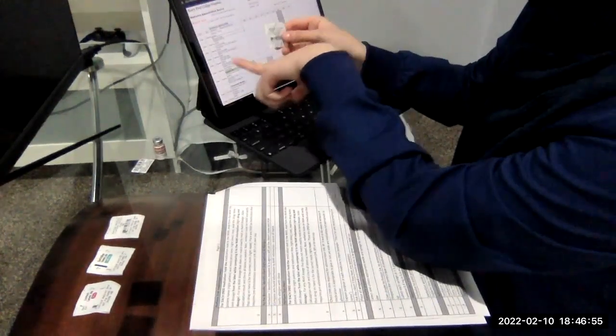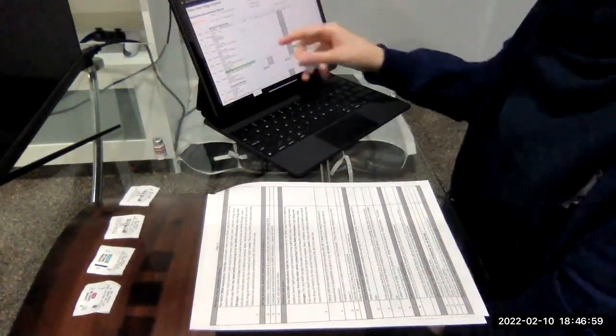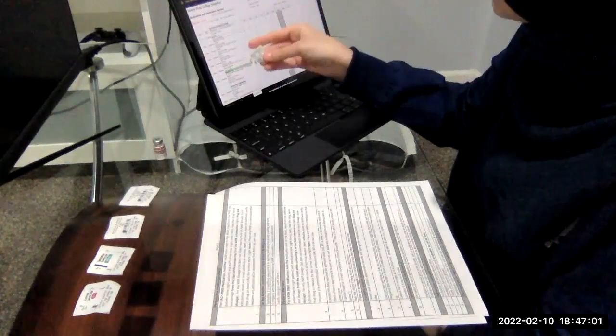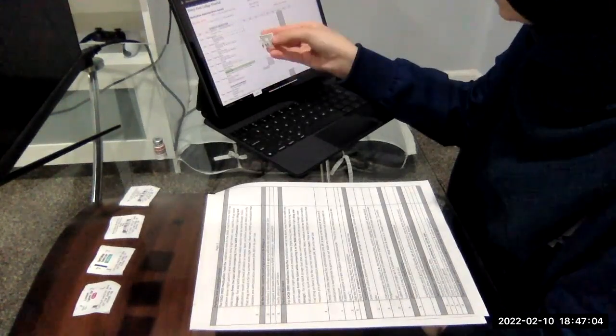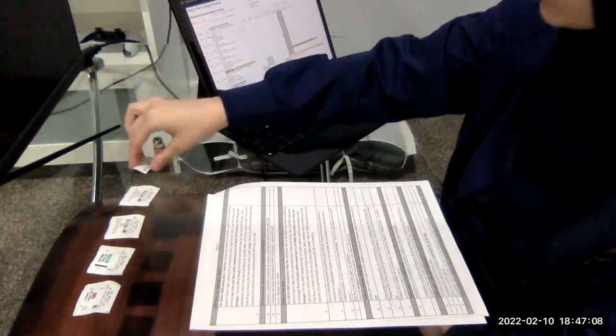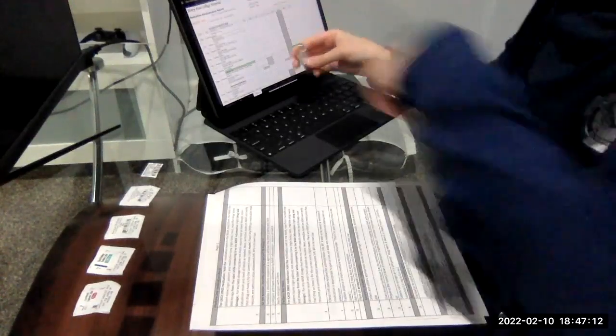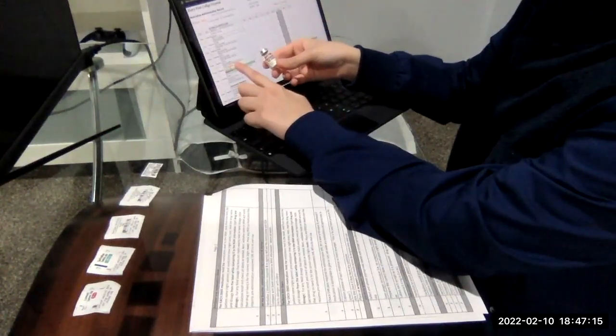Aspirin, 81 milligrams orally. This is a tablet. The next medication Ms. Green is going to be taking at 9 o'clock is docusate sodium, 100 milligrams orally. This is a tablet. And the last medication Ms. Green is going to be taking at 9 o'clock is heparin, 5,000 units.